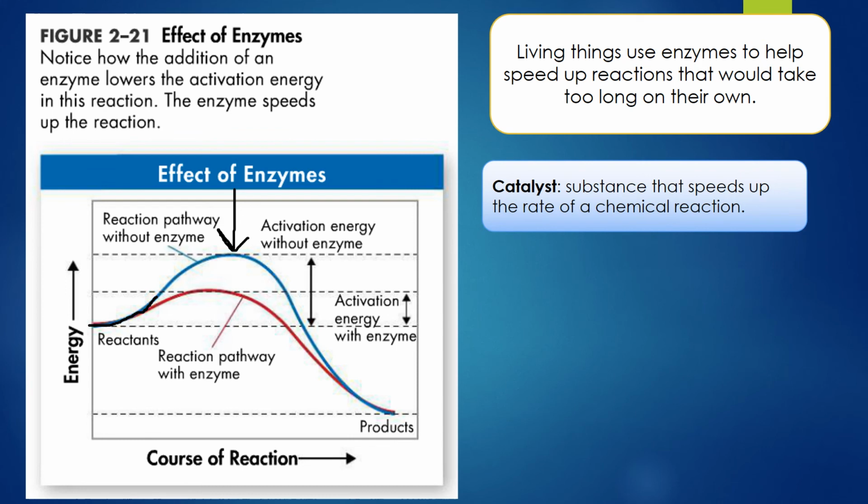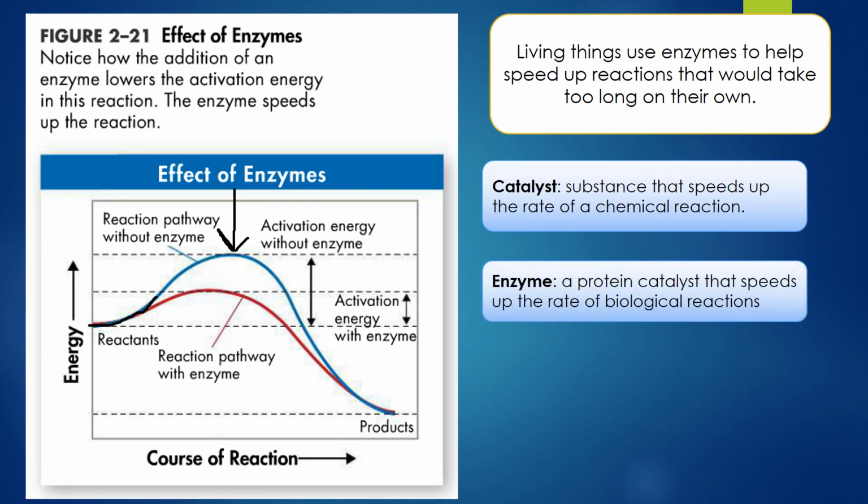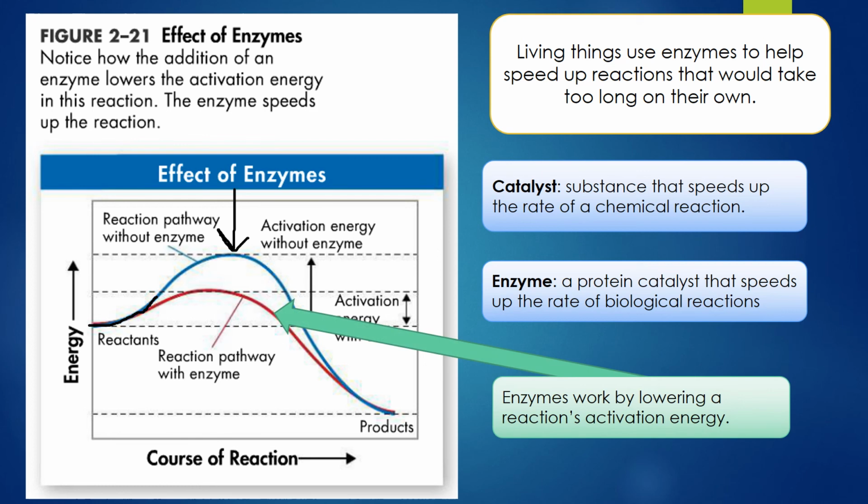Okay, so your body uses something called a catalyst. A catalyst is a general word for a substance that speeds up the rate of a chemical reaction, okay, whether or not it happens in living tissue. The catalysts that happen in living tissue are proteins called enzymes. So enzymes are a type of catalyst. And how enzymes work is they actually lower the activation energy required to get that reaction happening. So now with the enzymes shown in red, the activation energy is much lower. So it's not going to take quite as much energy to make that reaction happen, which allows that reaction to happen much quicker for living things.